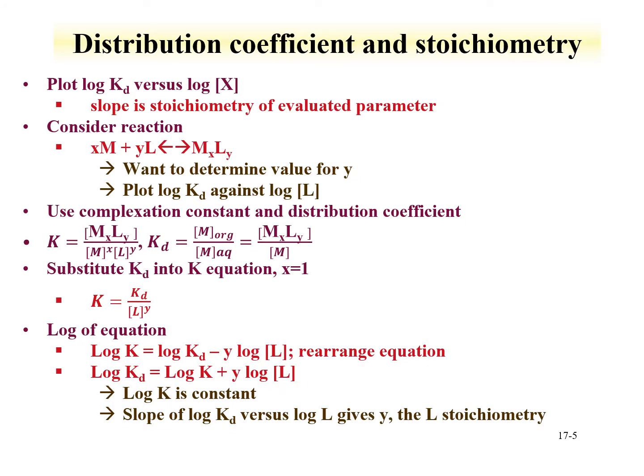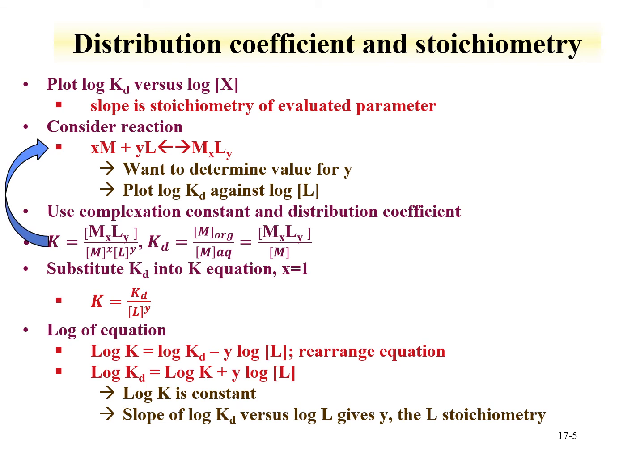As we said on the previous slide, one could use the distribution coefficient to determine the stoichiometry of a system. Consider a reaction where we have X metal plus Y ligand going to a metal X ligand Y system. And if we wanted to determine the value for Y, we could plot the distribution coefficient against the log of Y. This very much just comes from using the complexation constant and the distribution coefficient. We defined the distribution coefficient on the previous slide.